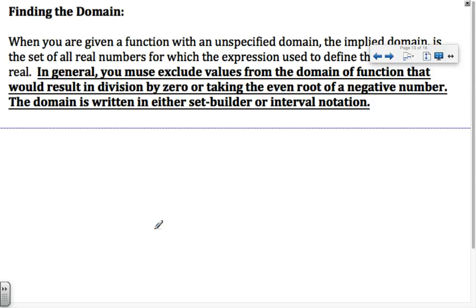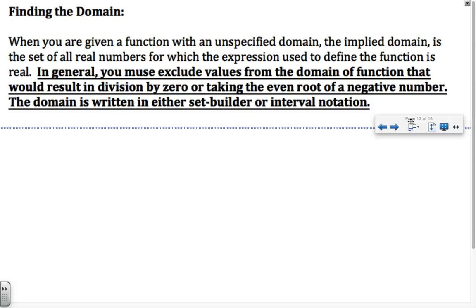So one of the things that we have to deal with when we're talking about functions, especially when we start talking about more complicated functions, is talking about the domain of a function. We've already established that the set of all inputs that are acceptable is going to be the domain of the function. Now, when we start talking about more complicated functions, or you're given a function with an unspecified domain, the implied domain is the set of all real numbers for which the expression used to define a function is real.